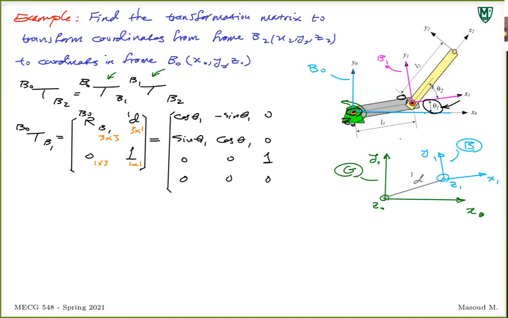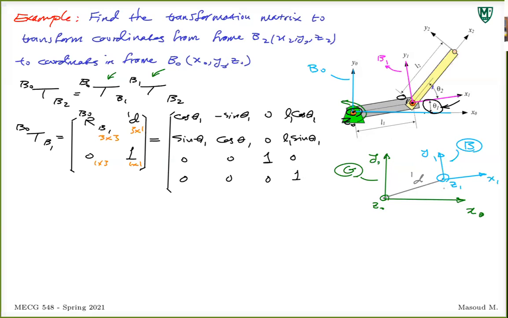What is D1 now? Remember, D1 is a vector. It has three components, X, Y, Z components. A vector that should represent where the origin of your B1 is in the B naught coordinate frame. Would the X be L1 cosine theta 1? Exactly. L1 cosine theta 1, and the Y would be L1 sine theta 1. And then Z is just 0. So this becomes L1 cosine theta 1, L1 sine theta 1, 0 and 1.